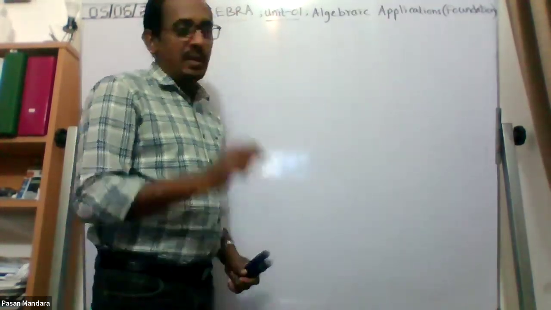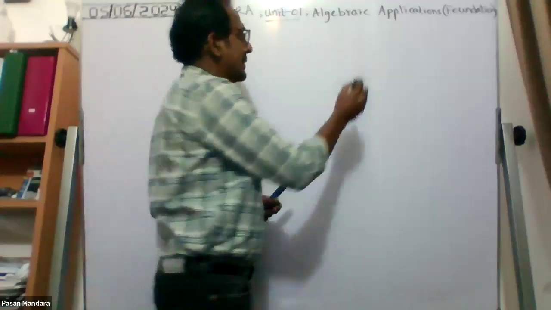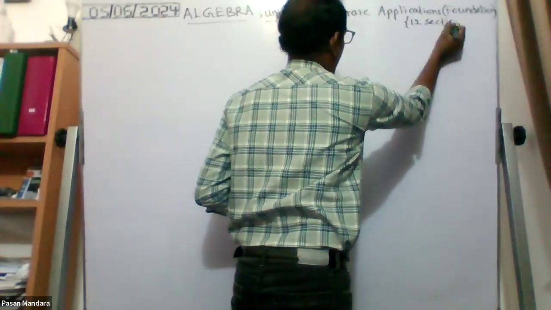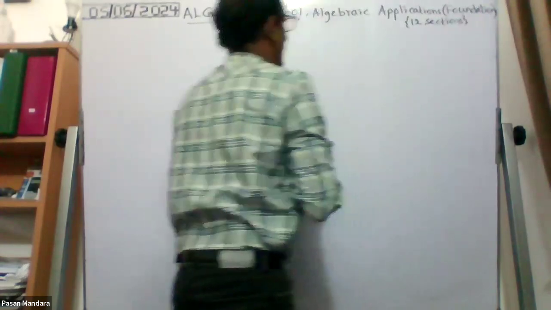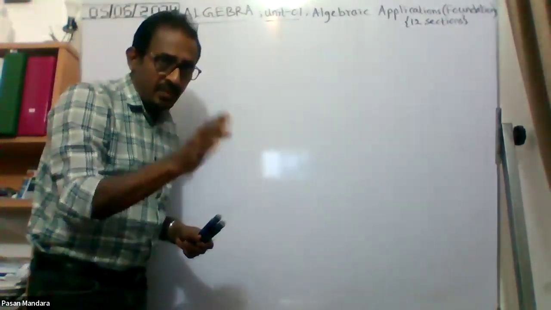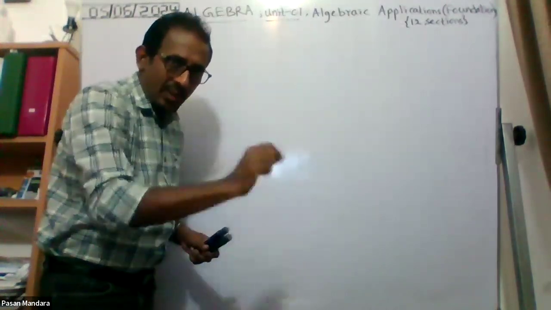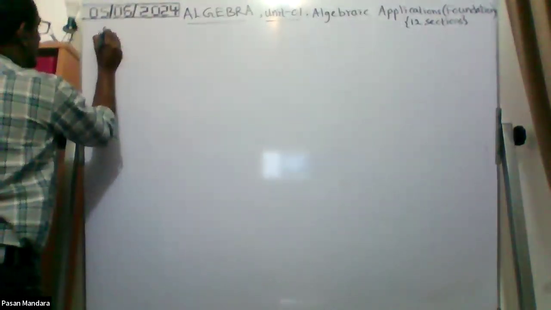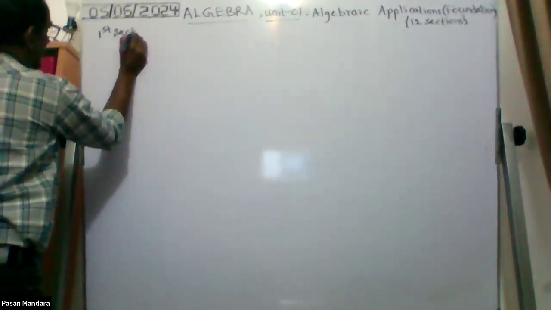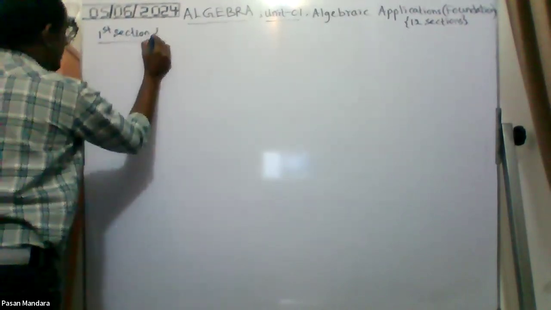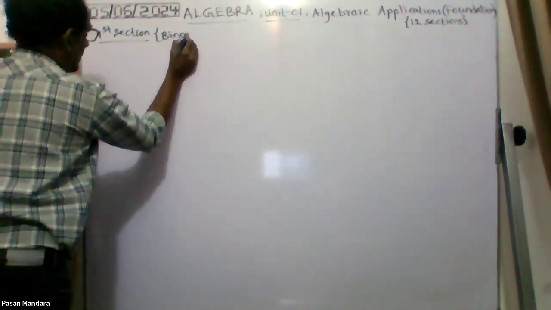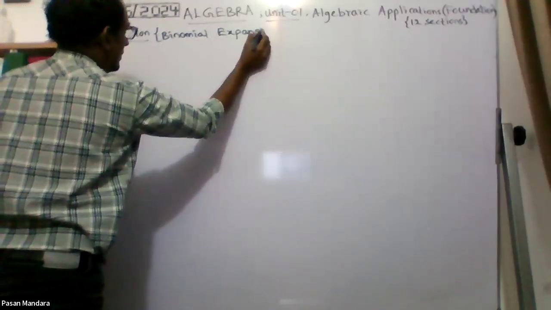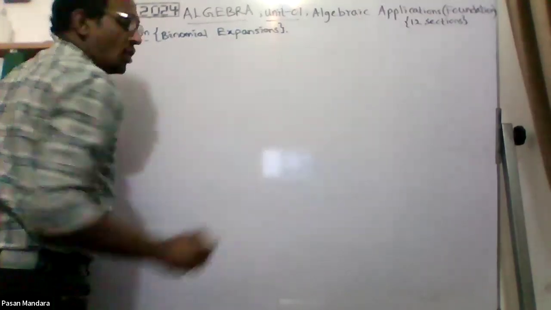In foundation, students, in just this first unit, you have 12 sections. So we are starting, this is on the second page. The first page you leave to write down the 12 units, that you do after the class. Now, first section: binomial expansions.